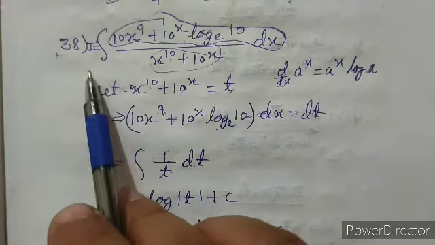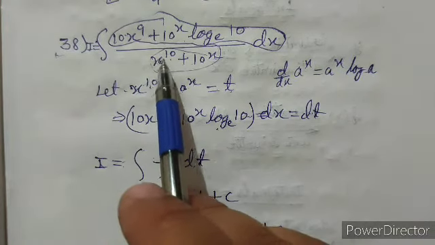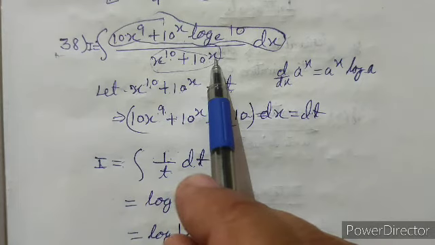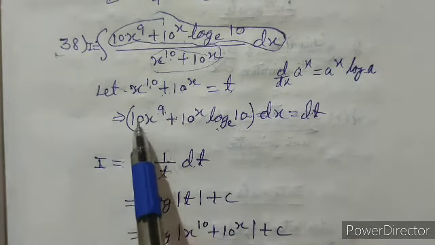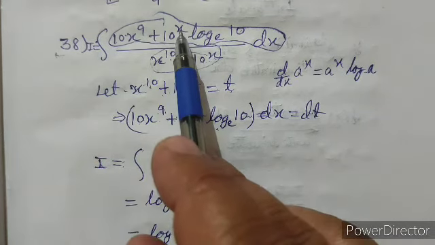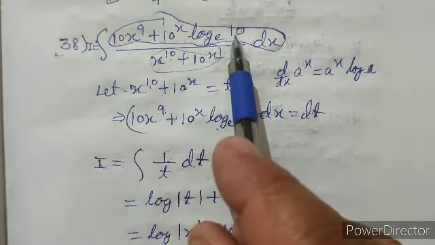Now in question number 38 we will take the denominator, that is x raised to power 10 plus 10 raised to power x, as t, as its derivative is 10 x raised to power 9 plus 10 raised to power x log 10.